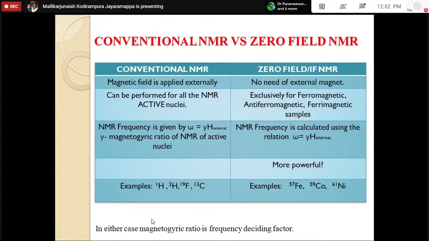As we discussed earlier, I'll try to give some theory corresponding to this zero field NMR. The bottom line here is, for zero field NMR, I don't need an external field. Even the field which is generated within the sample is sufficient for us to perform the NMR experiments. Our next few slides will try to understand what this H internal is and how it arises.